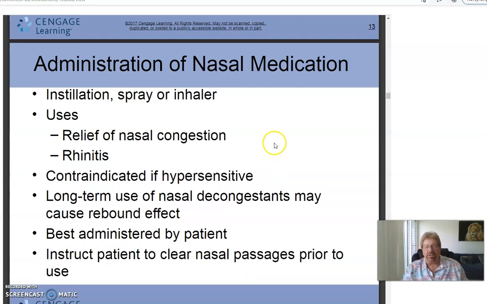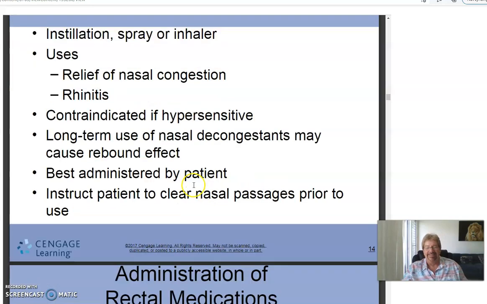Administration of nasal medication. Installation, spray and inhaler uses, relief of nasal congestion, rhinitis, which of course is runny nose. Contraindicated if hypersensitive. Long-term use of nasal decongestants may cause rebound effect. I mean, what? You get even more congestion in there. So you don't want to use any of that stuff unless you have to, guys. Best administered by the patient. Instruct patient to clear nasal passages prior to use. Why blow your nose or hold one and go haw?